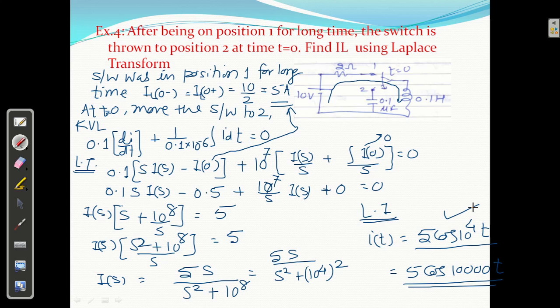Okay, so it is a simple problem. You just have to put the initial conditions, and you will get the answer.